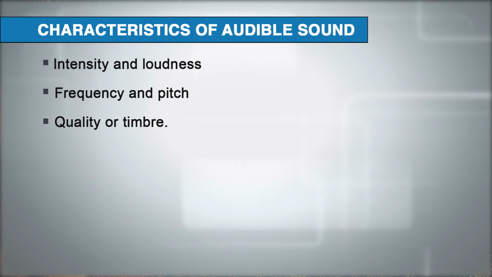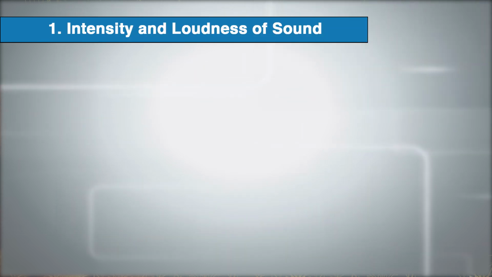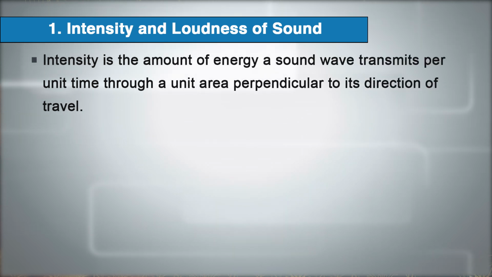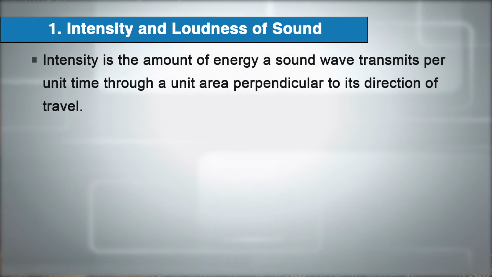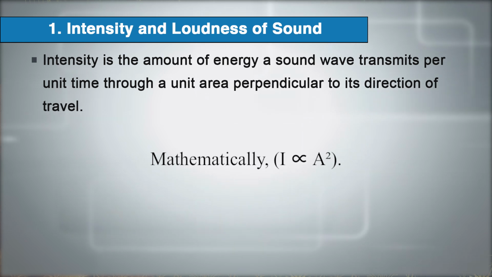There are basically three characteristics of sound. First one is intensity and loudness. Second one is frequency and pitch. And lastly, quality or timbre. First we will discuss intensity and loudness of sound. Intensity is the amount of energy a sound wave transmits per unit time through a unit area, perpendicular to its direction of travel. Mathematically, the intensity is proportional to the square of the amplitude of the wave, that is, I is proportional to A squared.